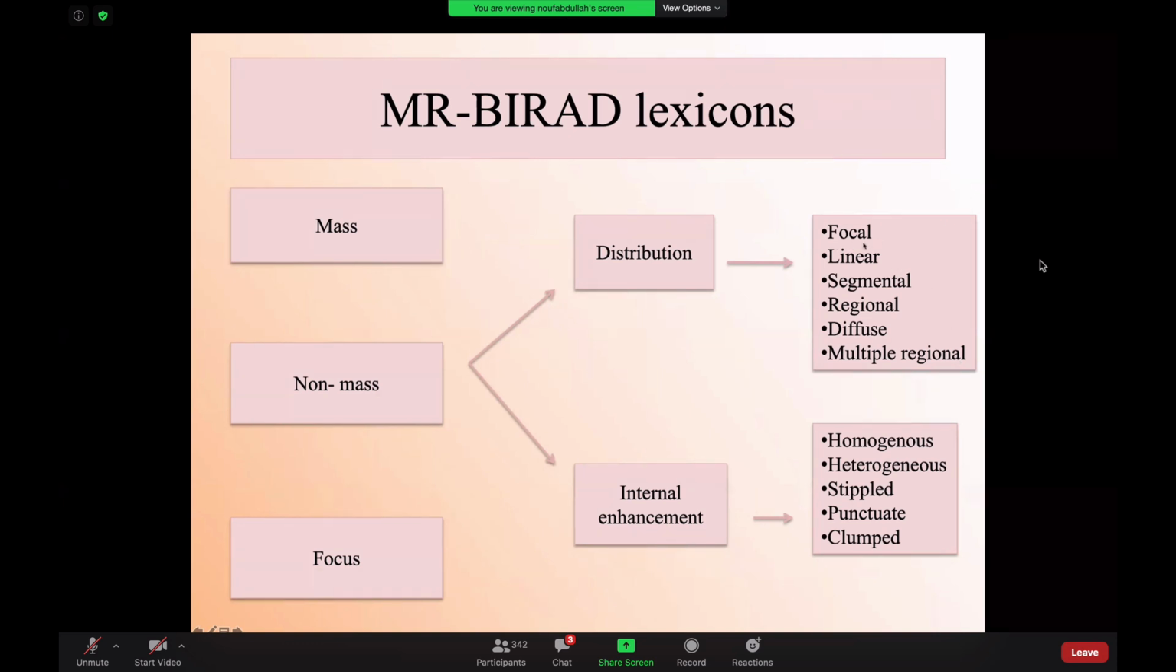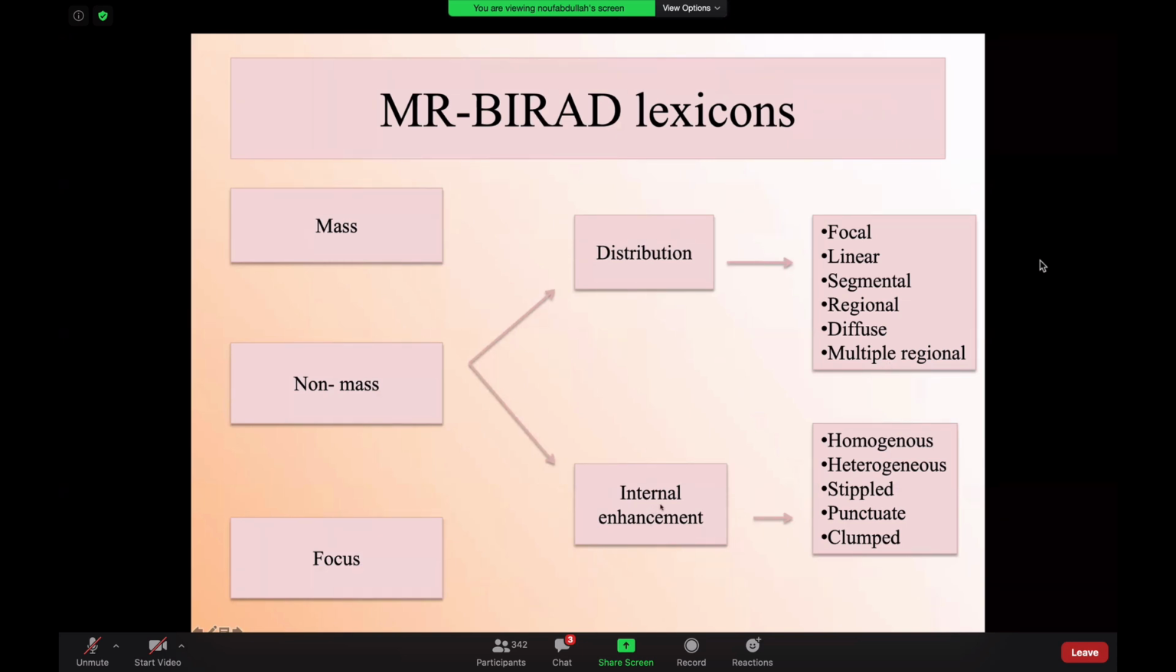If you have focal enhancement, it could be benign, could be malignant. It depends on the internal enhancement. If you have linear non-mass-like enhancement, it is by BI-RADS lexicon BI-RADS 4, needs biopsy. If you have a segmental non-mass-like enhancement, it's a BI-RADS 4. If you have regional, it could be benign or malignant. If you have diffuse, it's usually benign. If you have multiple regional, it could be benign, could be malignant.